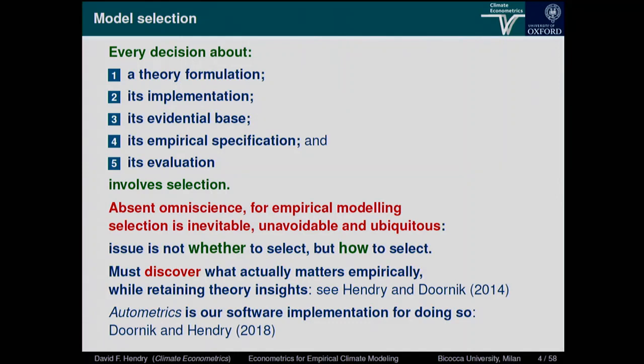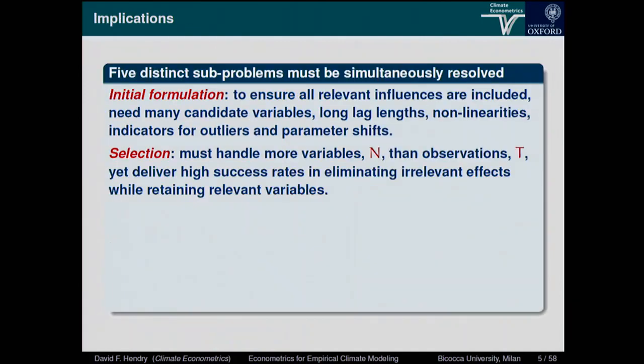So absent omniscience, for empirical modeling, selection's inevitable, it's unavoidable, and it's ubiquitous, and it's often unrecorded. So the issue is not whether to select, but how to select. Because we have to discover what matters. And you'll see that's very important in the 2 examples I'm going to deal with. Because although Ice Age modeling, it's got hundreds of papers out there, I don't think any of them have been approached in quite the right way, as you'll see from my explanation of why I built the model the way I built it. So our software implementation is Autometrics, and Jürgen's here and can answer questions about it.